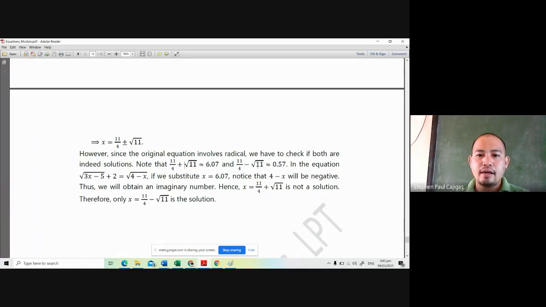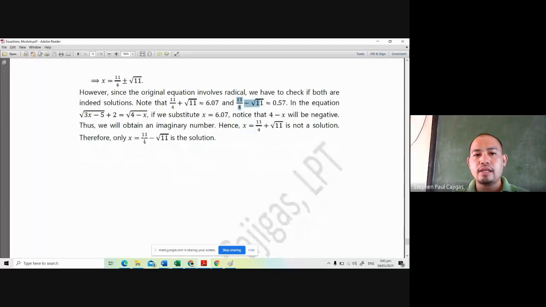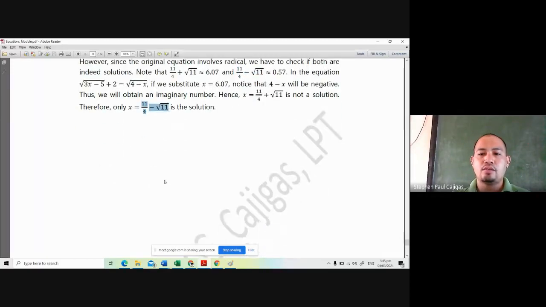On the other hand, kung gamiton tayo 0.57, so may nakita 3 times 0.57, masubrain niya 5, so magiging positive. Tapos it nga di 4 minus 0.57, this one will be positive yapon, so this is acceptable as a solution. So 11 over 4 minus square root of 11 is a solution. So the only solution that we accept is this one.